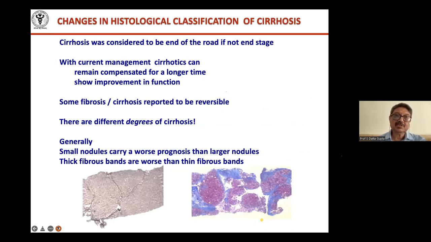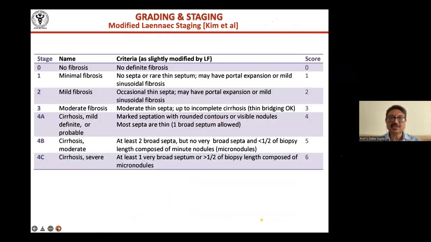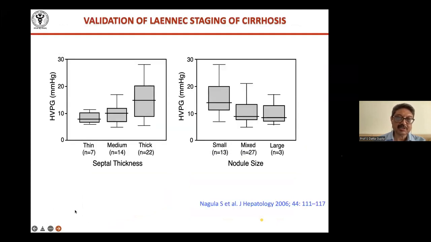Please remember, cirrhosis is not the end stage. Now it is known that if you have thin fibers with large nodules, it is better. Thin fibers have a better prognosis, thick fibers a worse prognosis, and small nodules carry a worse prognosis than larger nodules. Cirrhosis can be subclassified into 4A, 4B, 4C, depending on the nodule size, and this has been correlated with your hepatic venous pressure gradient, if you use 10 as the cutoff.